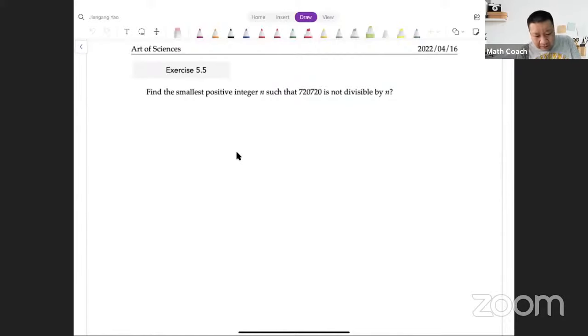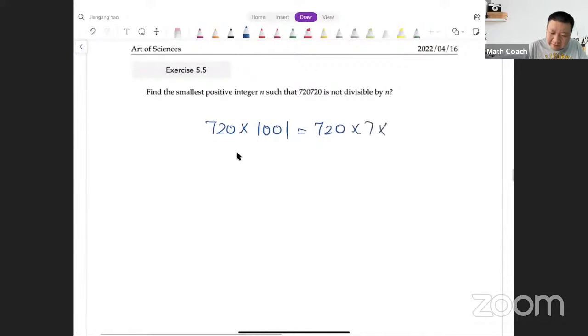Question 5.5. Find the smallest positive integer n such that 720 is not divisible by n. Okay, so yes, 74, you get the correct answer, and the correct answer is 17, and you can verify that. So here we basically have 720 times 1001. 1001 is 3 times 11 times 13, and then you can check. So the prime number would be just 17. Okay, so the correct answer is 17.